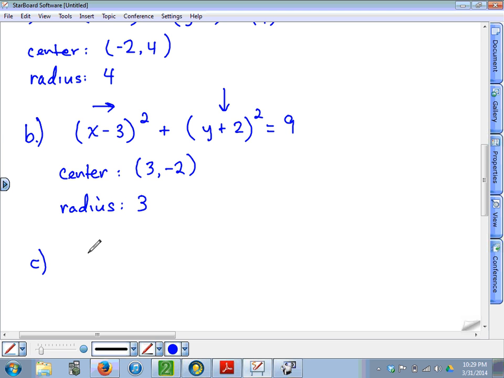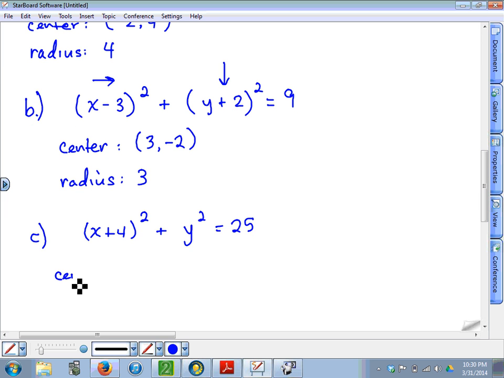What about this one? What if we had x plus 4 squared plus y squared equals 25. For some reason on an equation like this, I see a lot of students make a mistake. Same directions here. Find the center, find the radius.